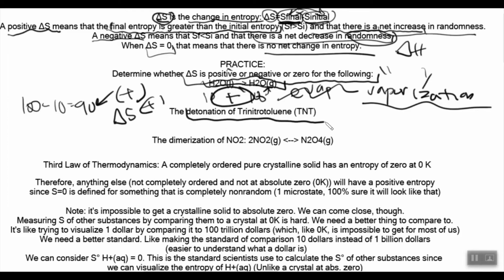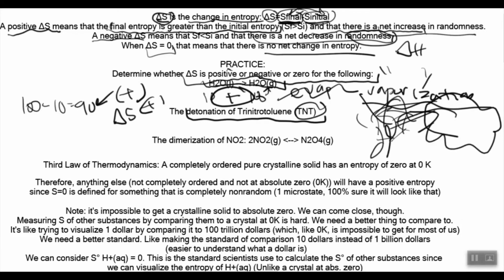Now the second question is the detonation of trinitrotoluene, or TNT. Now if you played Minecraft before, you know that TNT is going to explode. And it's going to create a lot of gas. It's actually going to create a gas cloud. And guess what? It's starting from a solid. Let's draw the TNT block here, and it's going into a cloud of gas.